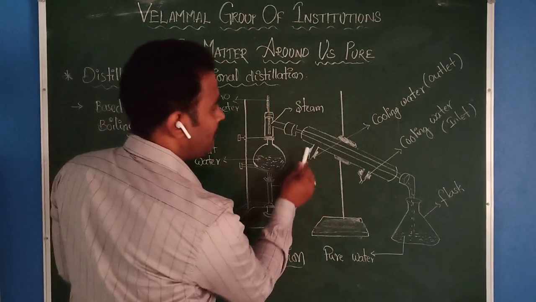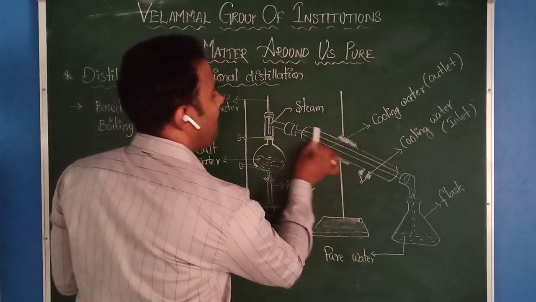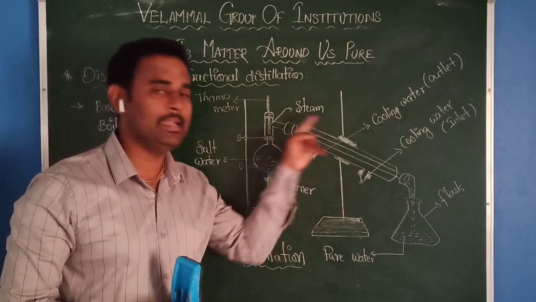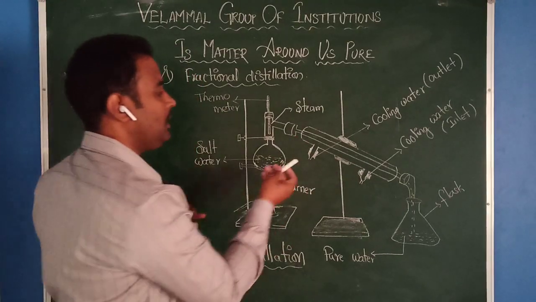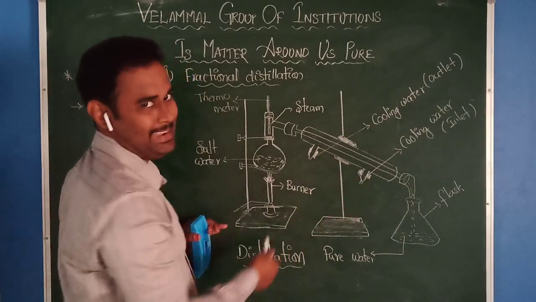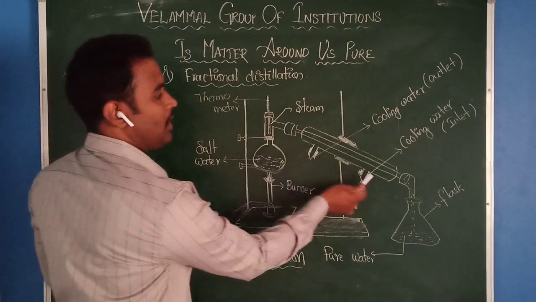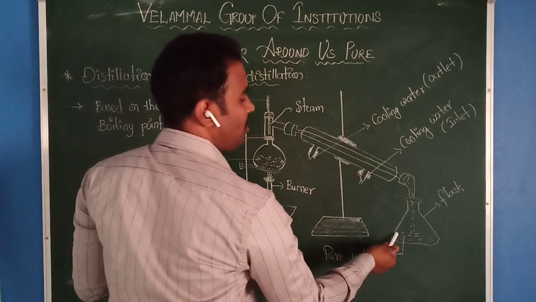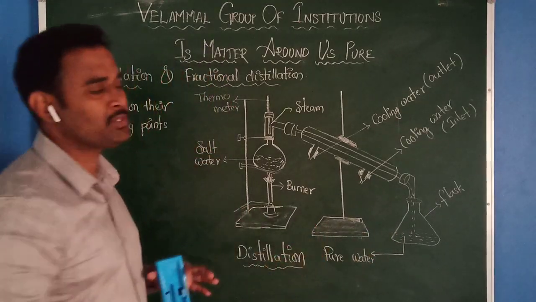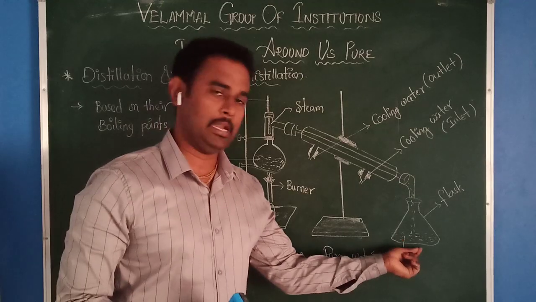Now, a very important one: this is called the condenser. This condenser has two things, one is the outlet, another is the inlet. I will discuss what that outlet and inlet are. This is a flask, originally called a conical flask. You can use any flask, or any beaker also, no problem. I use a conical flask here.